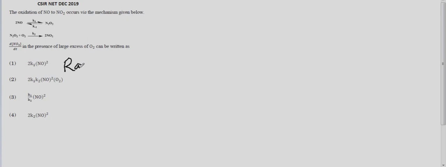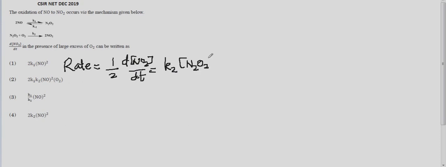The rate is given by 1/2 d[NO2]/dt, that is given by k2 [N2O2] [O2]. So this is the rate expression for the given equation.